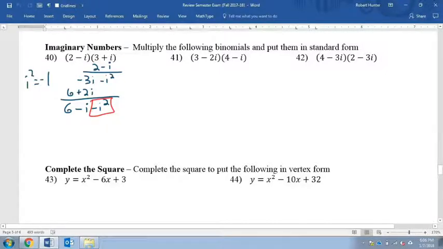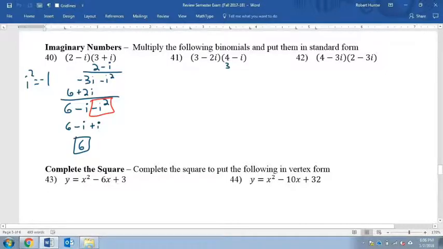So that becomes 6 minus i plus i. Oh, and look, the i disappears. That's pretty cool. So the answer is 6. That's the nuts and bolts of this. 41, same idea. We'll multiply the whole thing out.